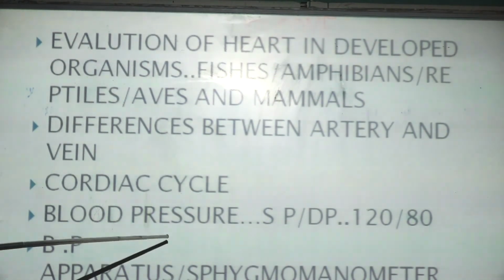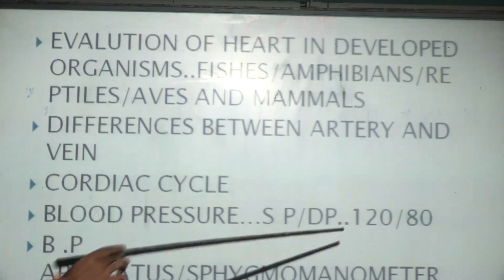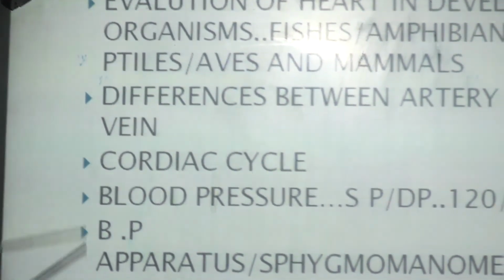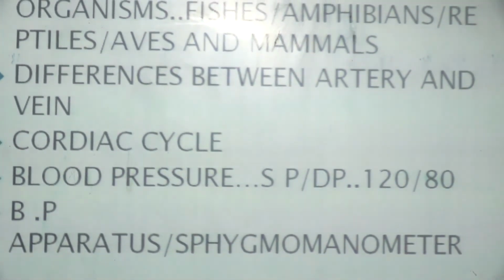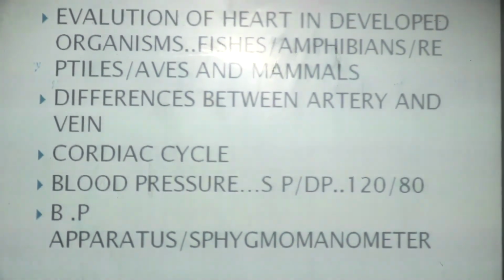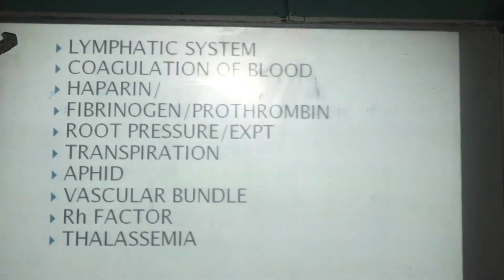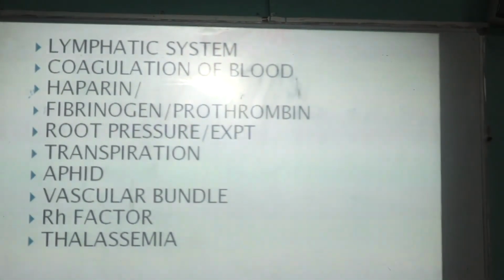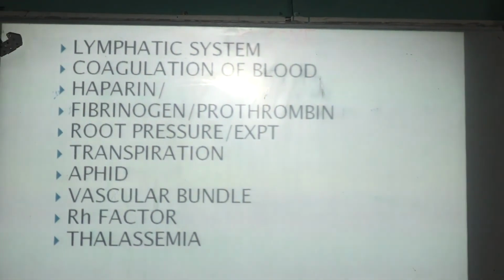Then what is blood pressure, what is systolic pressure and what is diastolic pressure, you people know. 120 is called systolic pressure and 80 is diastolic pressure. And what is blood pressure, what is hypertension, what is the apparatus that is used, that is the sphygmomanometer, and what precautions we have to take to control blood pressure. So the lymphatic system is very important, and that is an additional type of transport system in the human body.